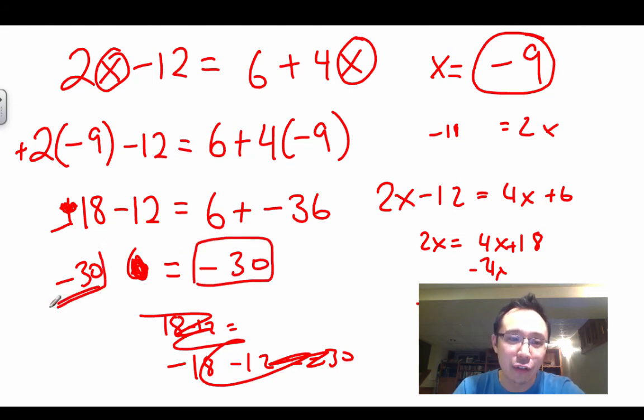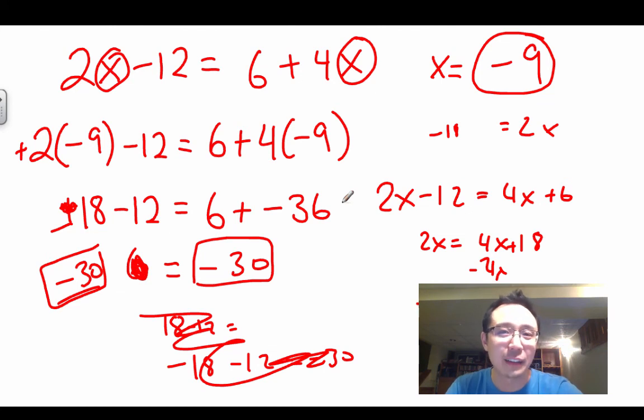This is how you check it, because you basically just prove that the left side is equal to the right side, because the left side is negative 30 and the right side is negative 30. That means that it is right, because the left side and the right side are equal. It's very easy to make these careless mistakes or simple mistakes. That's why you just gotta be very careful about these things.